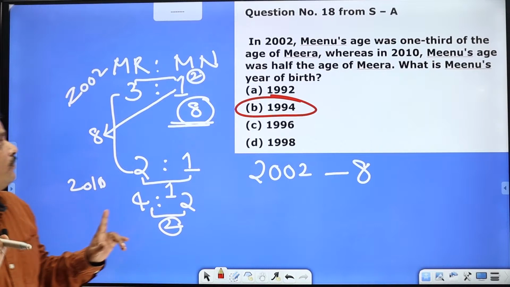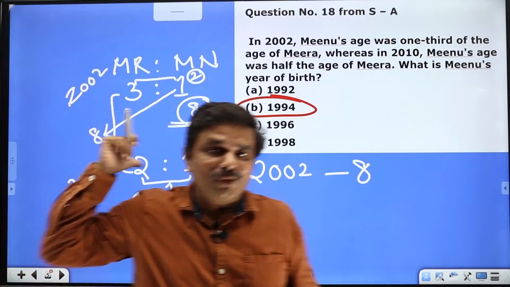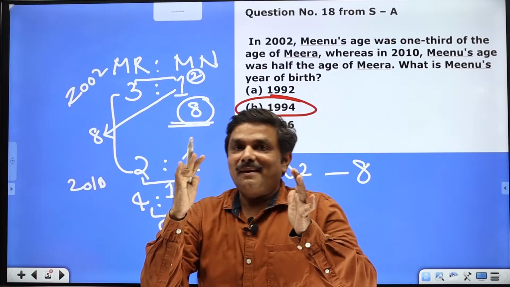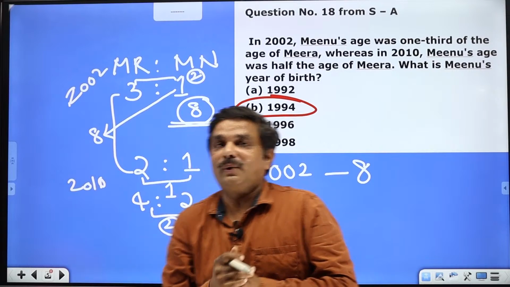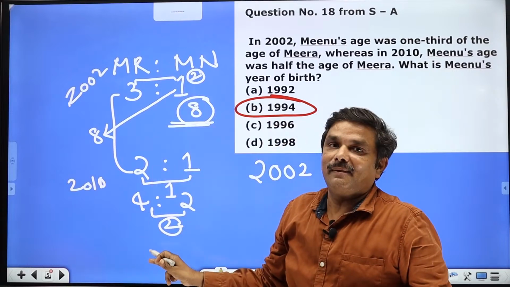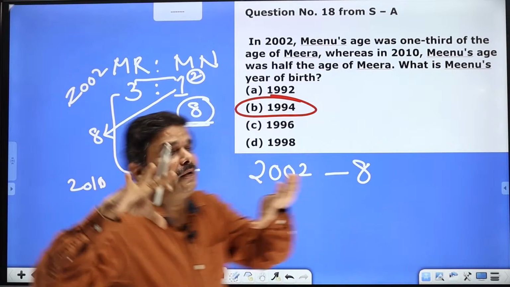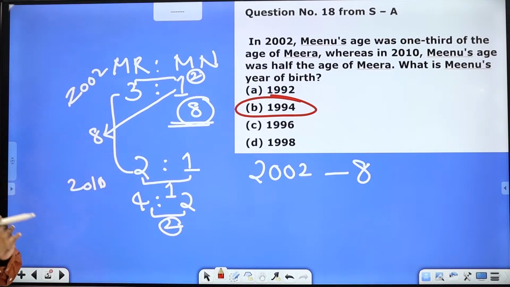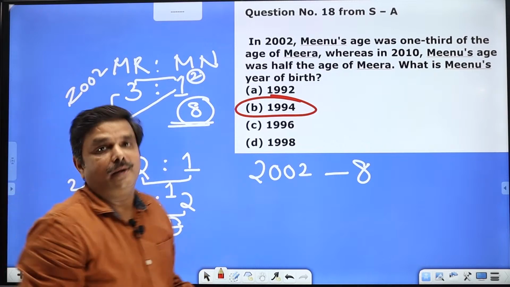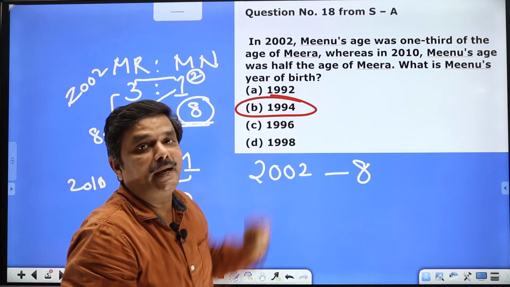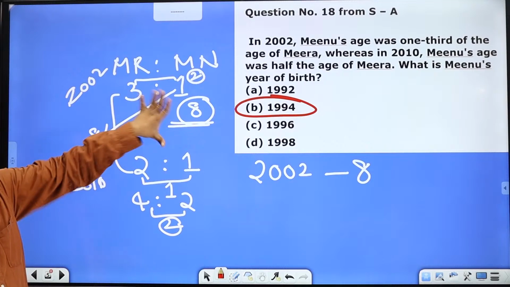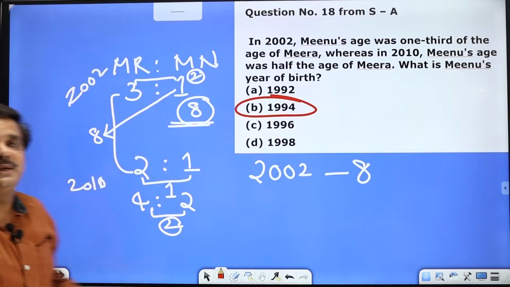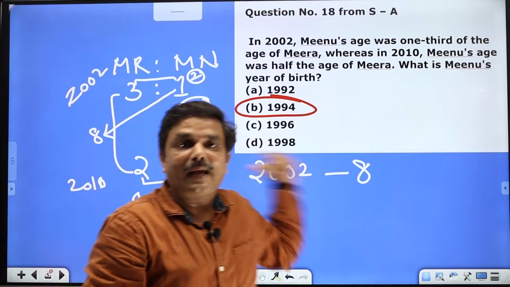See students, if you face any difficulty in this method, I told you in the beginning of the class that we cannot teach the basics here. This is a shortcut developed on the conventional method. In my course I have given the differences very clearly. Anyway, the answer is 1994. I suggest this method. Almost all problems based on ages can be worked out this way.